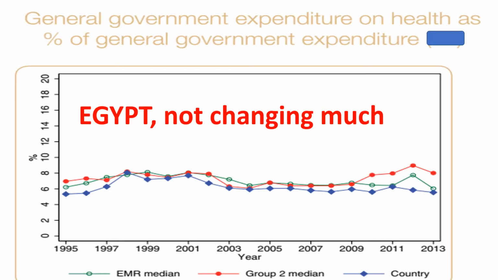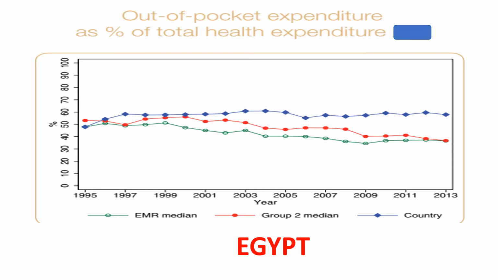This is the general government expenditure on health as percent of general government expenditure. As you see, it is not changing much. Increased little, very little. Out-of-pocket expenditure as percent of total health expenditure, as you see, increased. This means that the need of people to cover their health needs increased and the government contribution decreased.